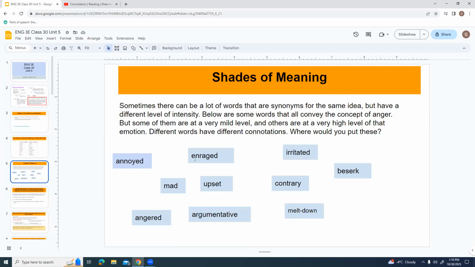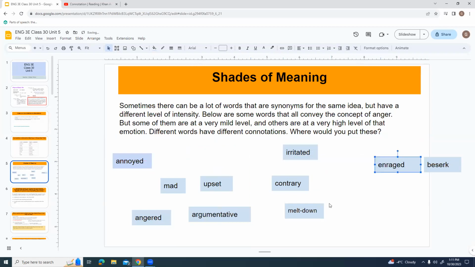Okay, so we got annoyed, enraged, irritated, mad, upset, contrary, berserk, angered, argumentative, and meltdown. Now, for me, as I was saying, berserk would be the highest level. That's what I would consider the most extreme. I think I would say either enraged or meltdown next. I'm going to put enraged next, I think, because meltdown has a little bit of a connotation of a child freaking out to me. Like, oh, my teenagers had a meltdown today. I don't generally think of adults melting down, and I don't necessarily think of violence. Whereas enraged or berserk do make me think of violence a little bit.